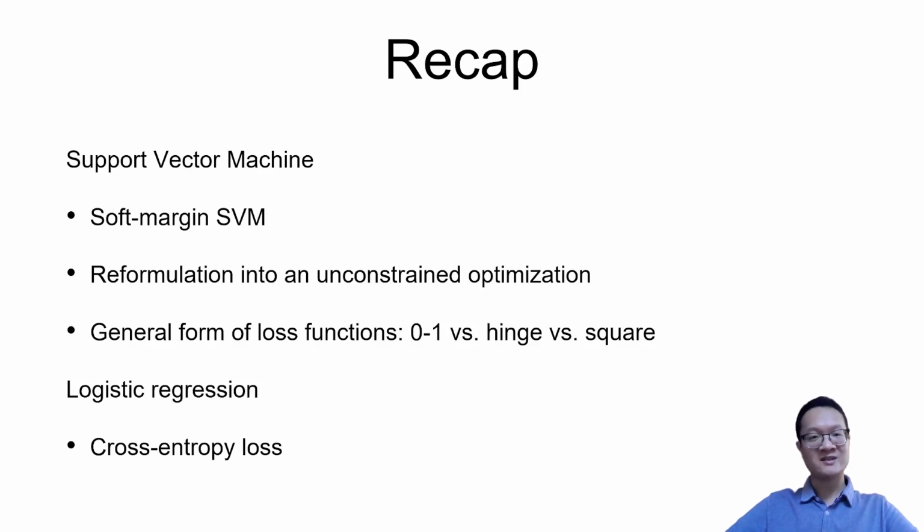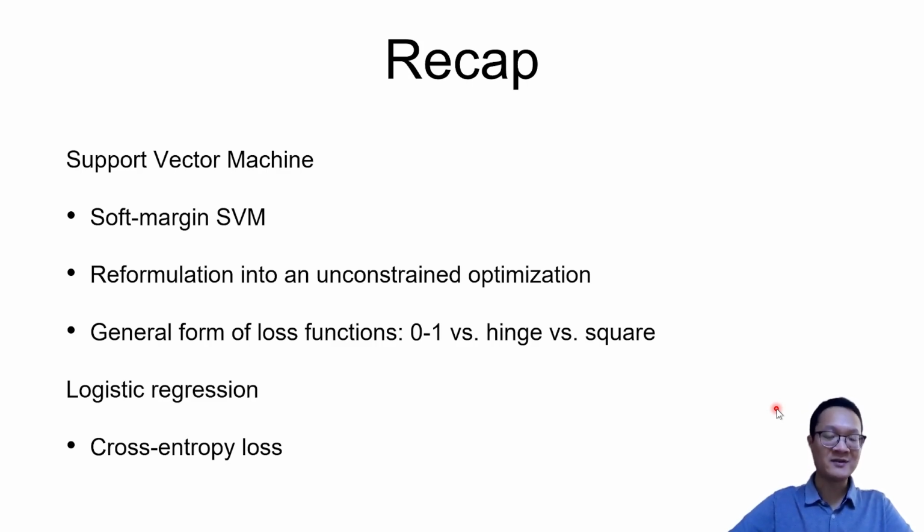Last time we discussed support vector machines, so we continue our discussion on support vector machines. In particular, we looked at the soft margin SVM. We did that by starting with the hard margin SVM, which is the vanilla SVM, and we changed the constraints and then reformulated the optimization problem into an unconstrained optimization. From there, we looked at the loss function and we noticed that this is actually part of a general form of loss functions.